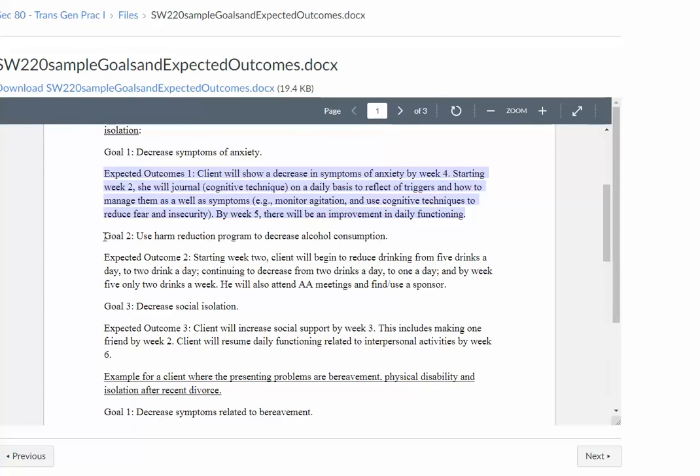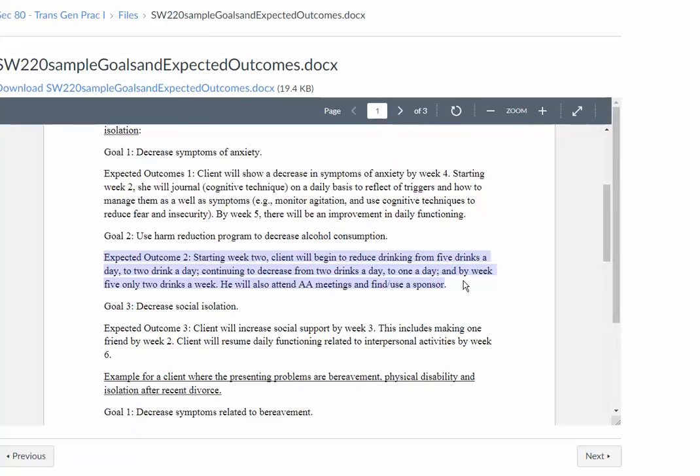Then the second goal is use harm reduction program to decrease alcohol consumption. Or often you'll see the goal as decrease alcohol consumption. But underneath that, we need to know, how are you measuring that? How will you know that they've decreased alcohol consumption? Expected outcome for goal 2: starting week 2, client will begin to reduce drinking from 5 drinks a day to 2 drinks a day, continuing to decrease from 2 drinks a day to 1 a day, and by week 5, only 2 drinks a week. He will also attend AA meetings and find or use a sponsor.